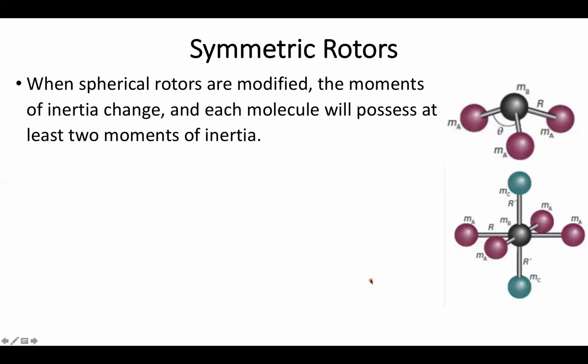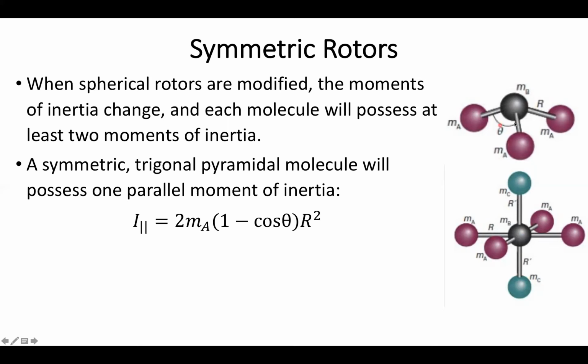Things get a lot more complicated when we go to a symmetric rotor. So a symmetric rotor is essentially going to be a molecule where I took a spherical rotor and then I messed with one of the axes. So it's going to have 2 identical moments of inertia, say in this case, in the x and y direction, and then another axis that is very different. In both of these cases, the z direction. And so what we're going to need to do is treat these 2 different moments of inertia separately.